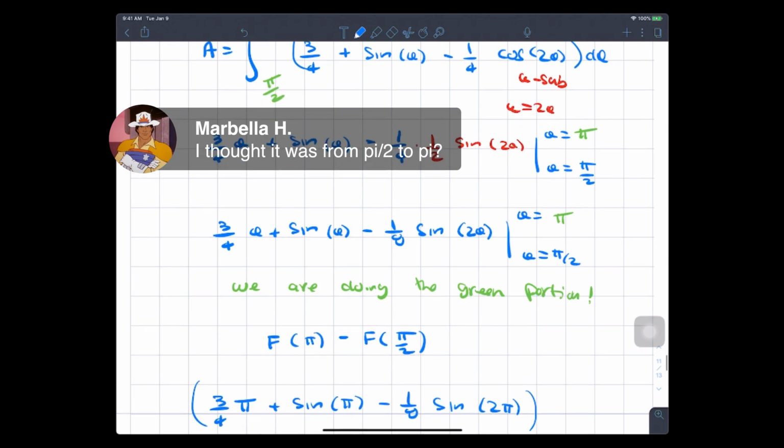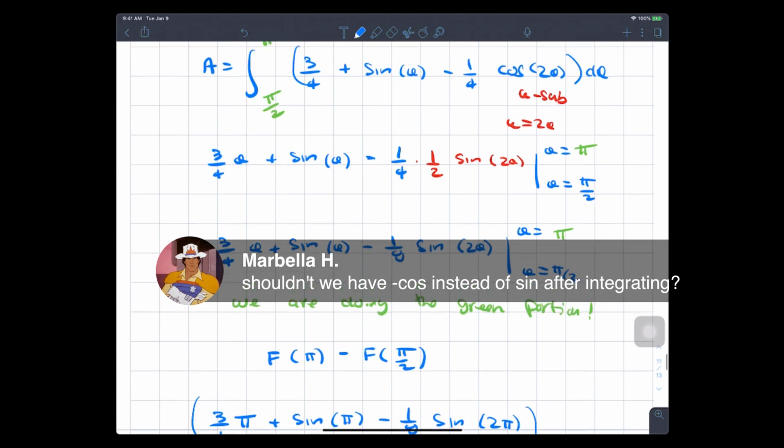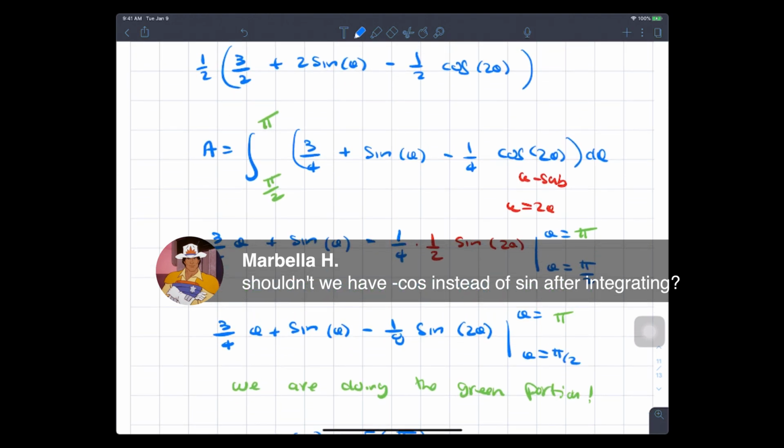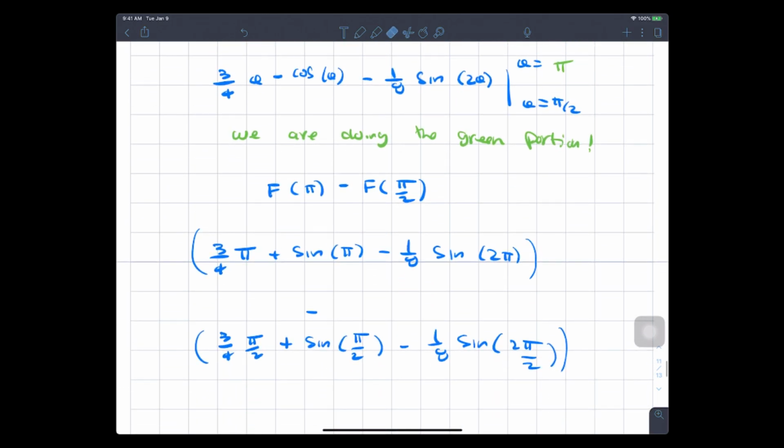And Marbella has a question here. All righty. Shouldn't we have minus cosine instead of sine after integrating? Oh, let's see. Thank you again. Yes, thank you, Marbella. Good job. This is the antiderivative, right? That's going to be minus cosine here. And so that makes this minus cosine. Thank you, people are awake today. Minus cosine. Good.